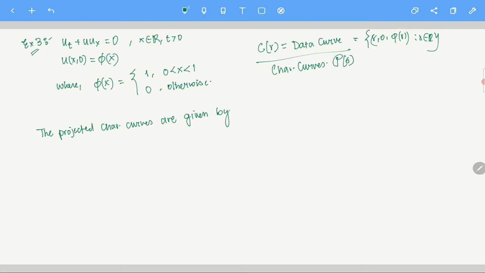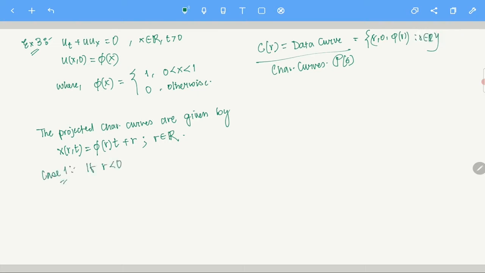So here the projected characteristics are given by x of (R, T) equals phi of R times T plus R. And where is this R varying? R is varying in the reals. Clear? X and T are given to you, and this is the other projected characteristics. So now let's look at the cases. So case 1.